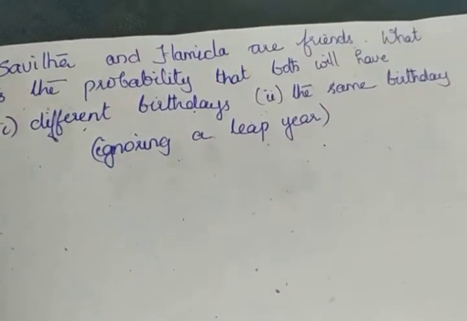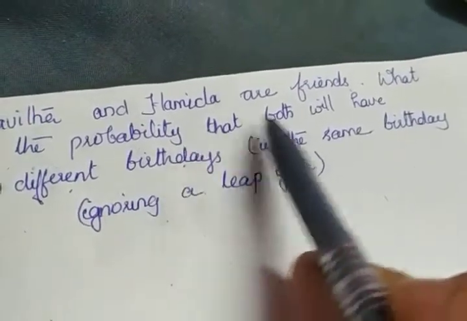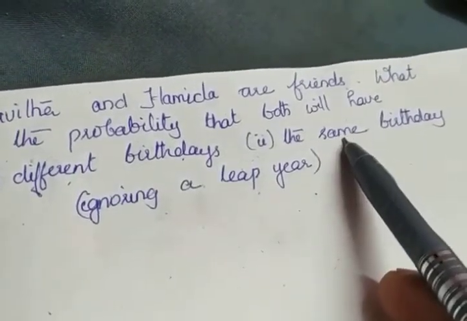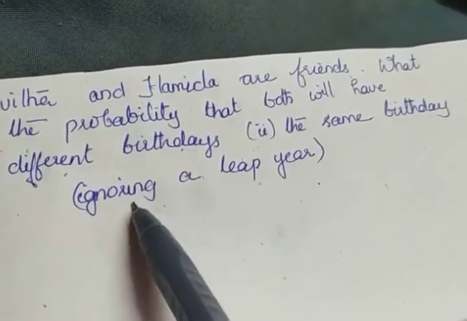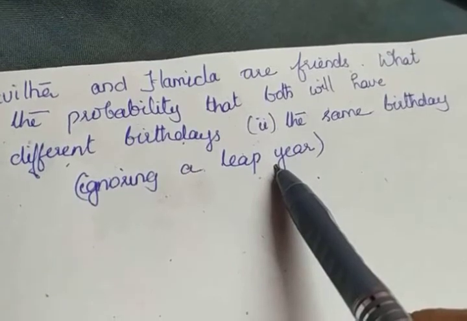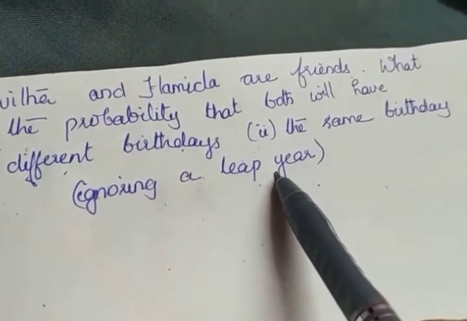The question is, Savita and Hamida are friends. What is the probability that both will have different birthdays and same birthdays? That's the second part. And it is given in bracket, ignoring a leap year. A leap year consists of 366 days, so we are avoiding that. We are taking only a normal year which contains 365 days.